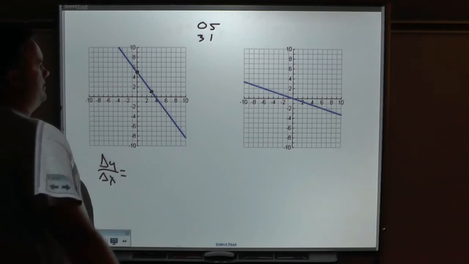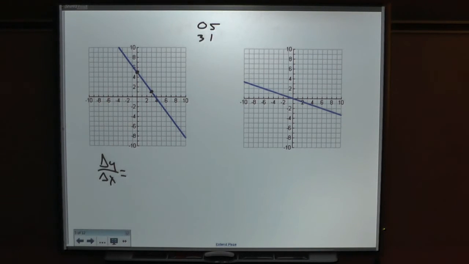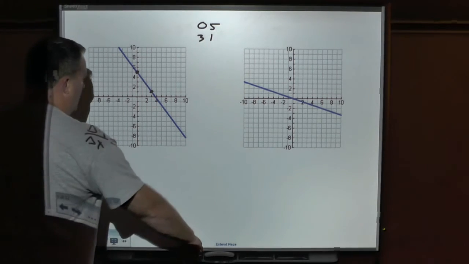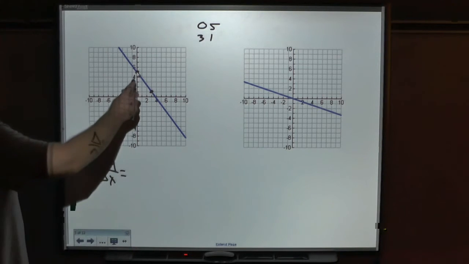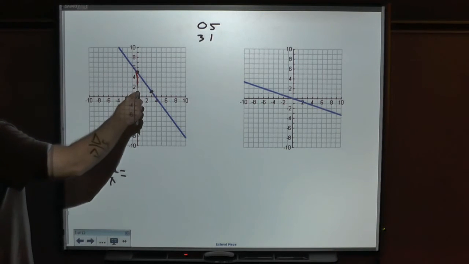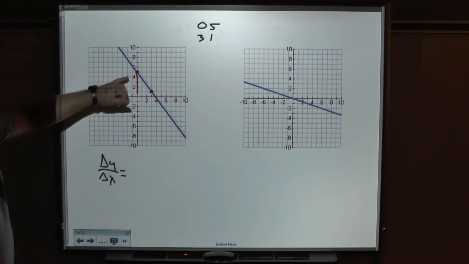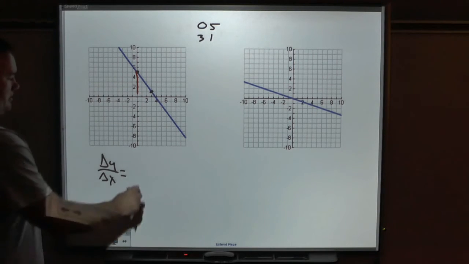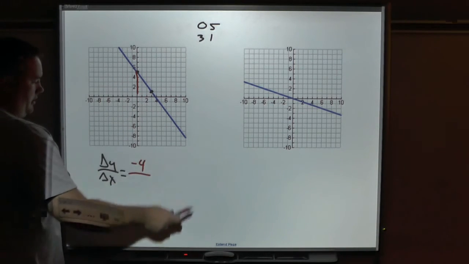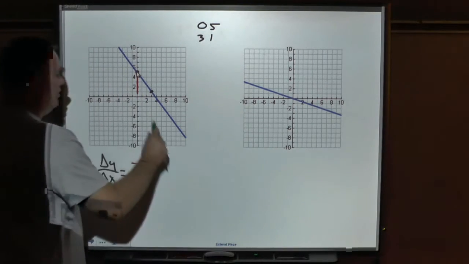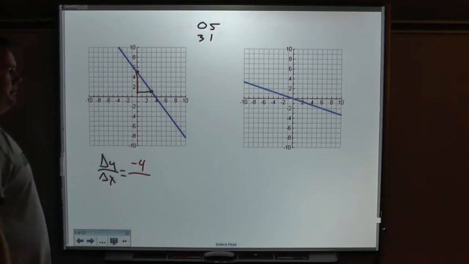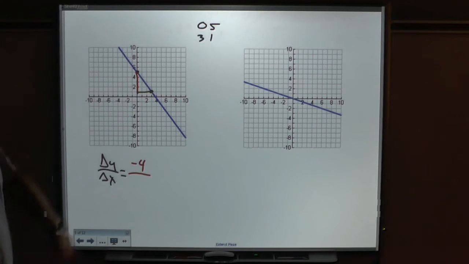Now I want you to think about this for a second. Is this going to be a positive or negative slope? Is it increasing or decreasing as you look at it from left to right? So think about that as we're going through it. Start at the point farthest to the left. We're going to get our vertical change first. So we go down 1, 2, 3, 4 units. That's a negative 4. Then from there we get our horizontal change. How many units to the right do we go? 1, 2, 3.